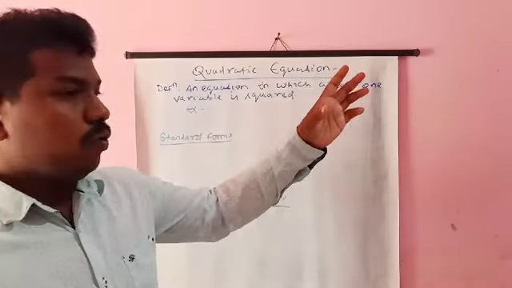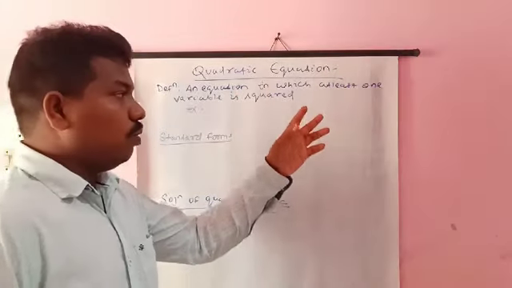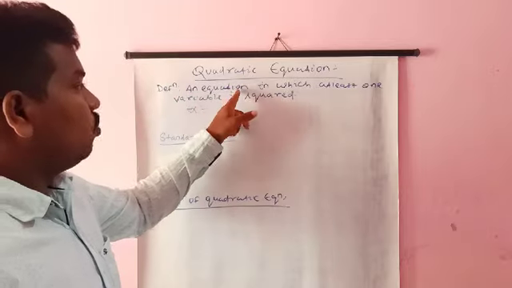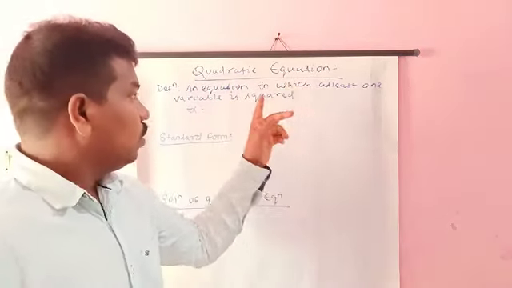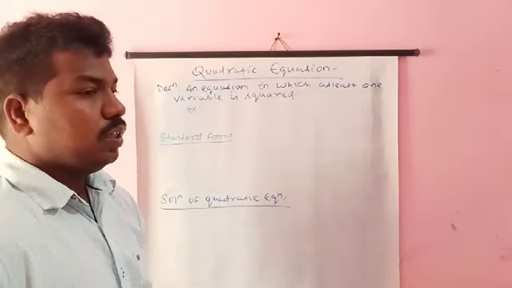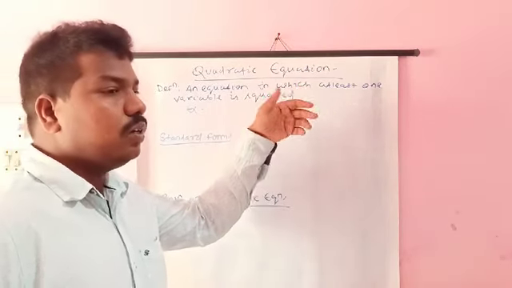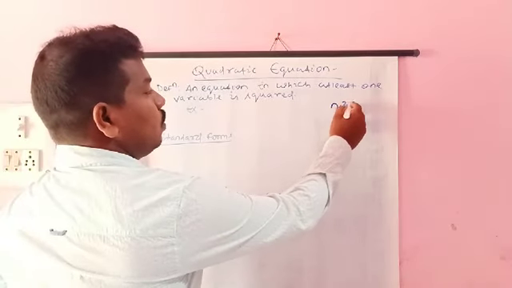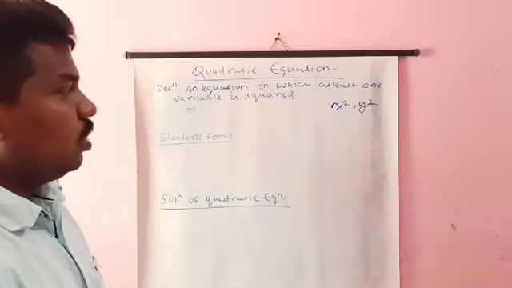So now we will discuss quadratic equations. First of all, we have to define the quadratic equation. A quadratic equation means an equation in which at least one variable is squared. That means, suppose in a quadratic equation one variable is squared, like x square or y square, then we say that this equation is a quadratic equation.